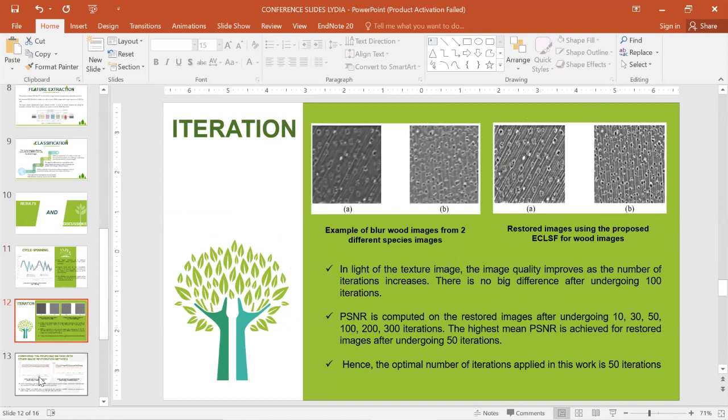In the texture images, the image quality improves as the number of iterations increases. There is no big difference after undergoing 100 iterations. PSNR is computed on the restored images after undergoing 10, 30, 50, 100, 200, and 300 iterations. The highest mean PSNR is achieved for the restored image after undergoing 50 iterations. Hence, the optimal number of iterations applied in this work is 50.